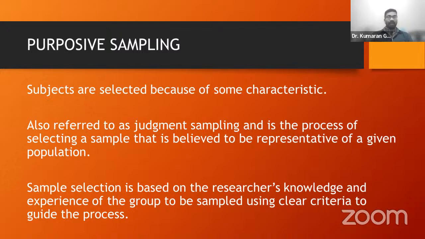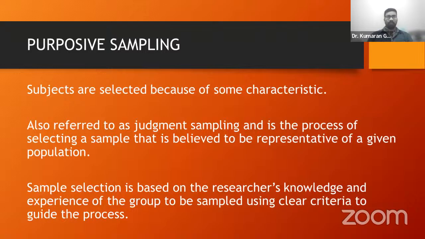For example, there might be a lot of history lecturers in IPG, a lot in the department, but we are going to select those who have a first degree in history. Although that department has a lot of lecturers, we will only choose the lecturers who have a first degree in history. So this sample selection is based on the researcher's knowledge and experience of the group to be sampled, using a clear criteria to guide the process.